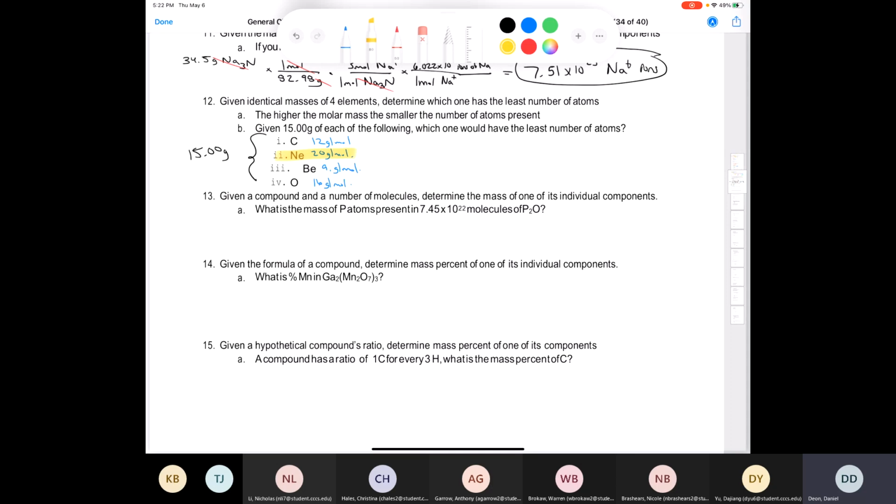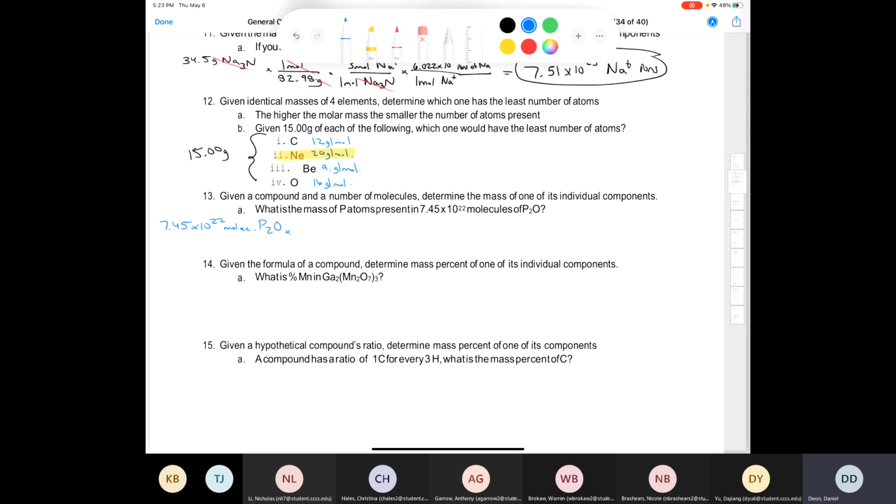Okay, number 13. Given a compound and a number of molecules, determine the mass of one of its individual components. What is the mass of phosphorus atoms present in this many molecules of diphosphorus monoxide? Okay, let's see if we can solve this one here in the provided space. We're starting out with 7.45 times 10 to the 22 molecules of P2O.